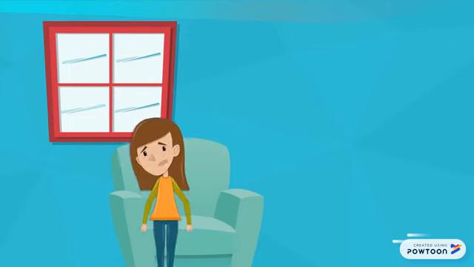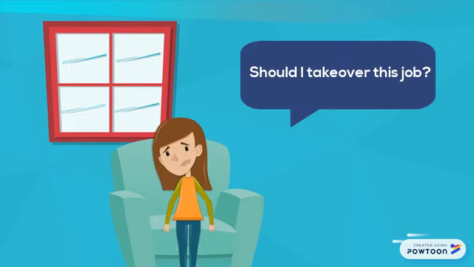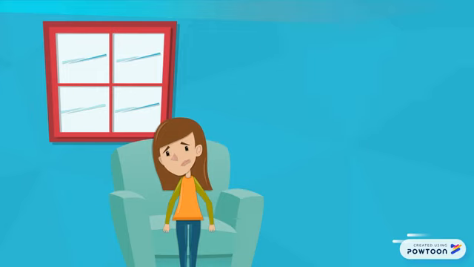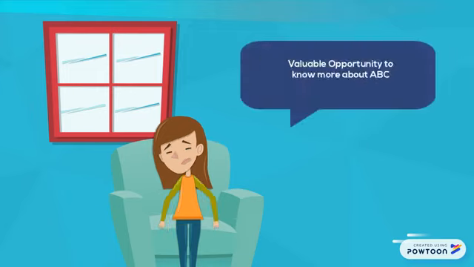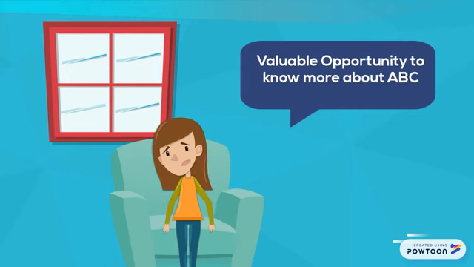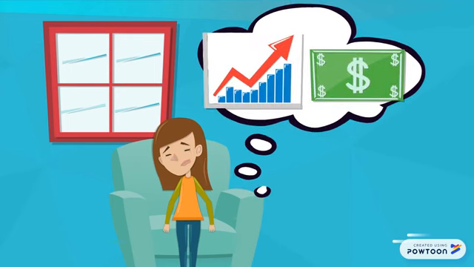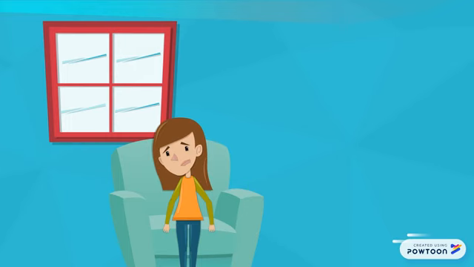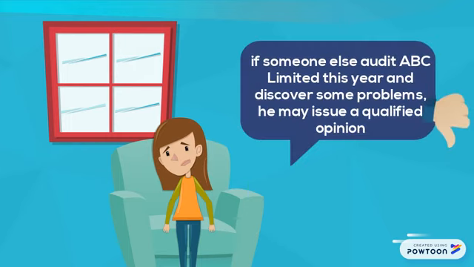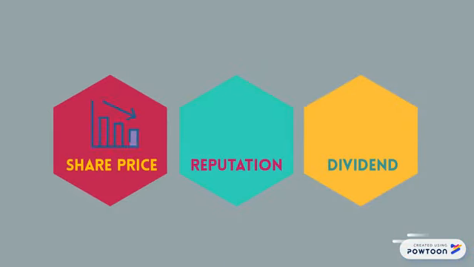After getting back home, Amy is sitting near the window and staring at the sky. She is struggling over whether she should take over this job because she is holding 10% of the share of the client's company. This is a valuable opportunity for me to know more about the company that I have invested in. I have earned a lot of money from the skyrocketing share price and dividends last year from ABC Limited. If someone else audits ABC Limited this year and discovers some problems, he may issue a qualified opinion, leading to an adverse effect on share price and hence my profit.